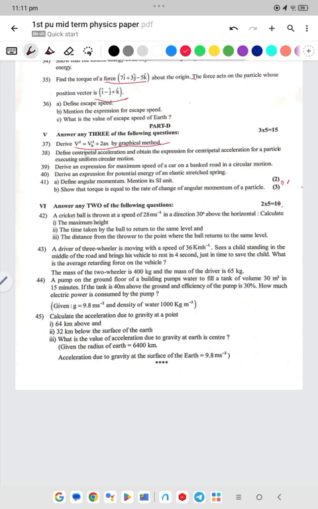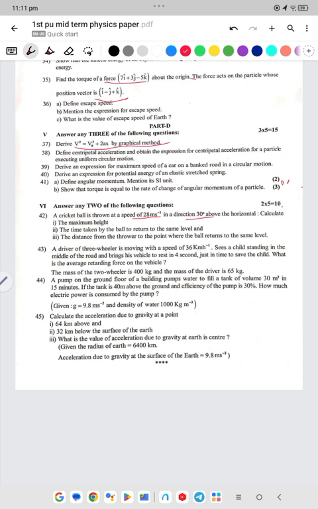Next one, coming up to the numericals. A cricket ball is thrown at a speed of 28 meter per second. So we consider this as the initial velocity, that is u, in the direction above 30 degree. So they have given theta, that is 30 degree, in a horizontal. Calculate the maximum height.